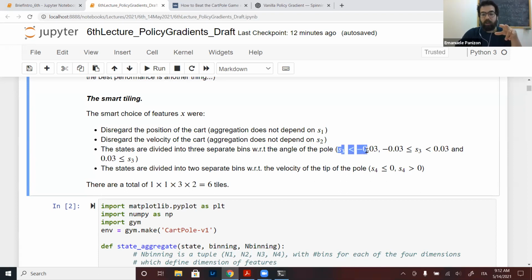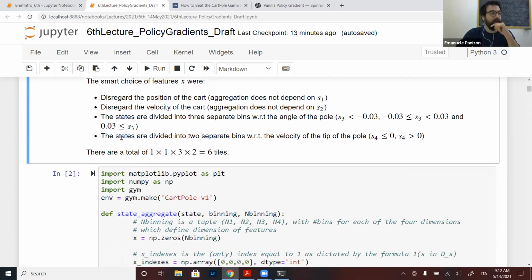One region is that the angle of the pole is less than 0, so it's leaning left, and it's larger than a value of minus 0.03, which has been found in an empirical way. The second region is that the angle is small, and we don't even care if it's leaning slightly to the left or leaning to the right. And the third region is if the angle is large and leaning to the right.